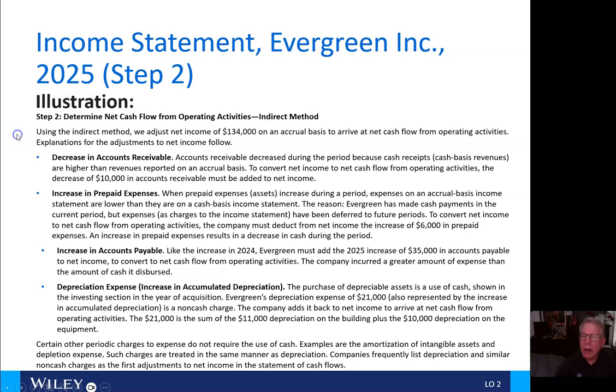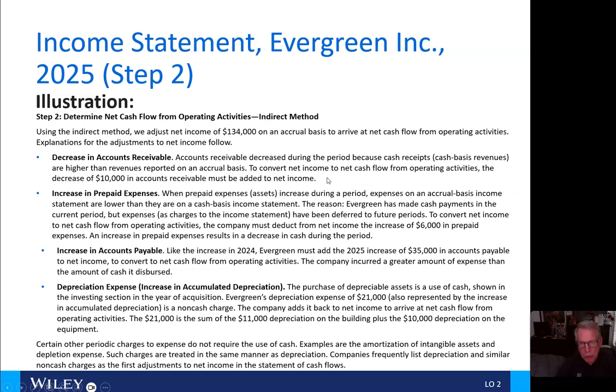Using the indirect method, we're going to adjust our net income of $134,000, prepared on an accrual basis, to arrive at net cash flow from operating activities. The explanations for those adjustments to net income follow. Accounts receivable decreased during the period because the cash receipts, that's cash basis revenue, are higher than the revenues reported on an accrual basis. So to convert net income to net cash, the decrease here of $10,000 must be added to net income.